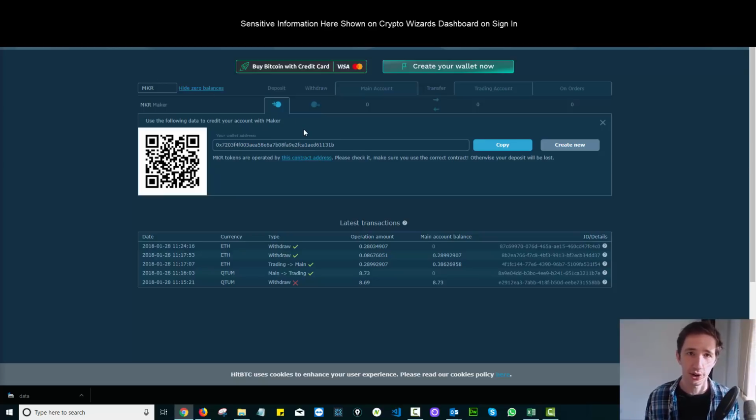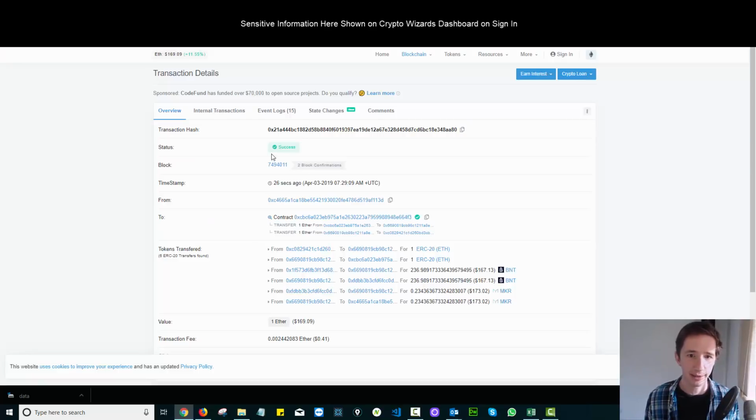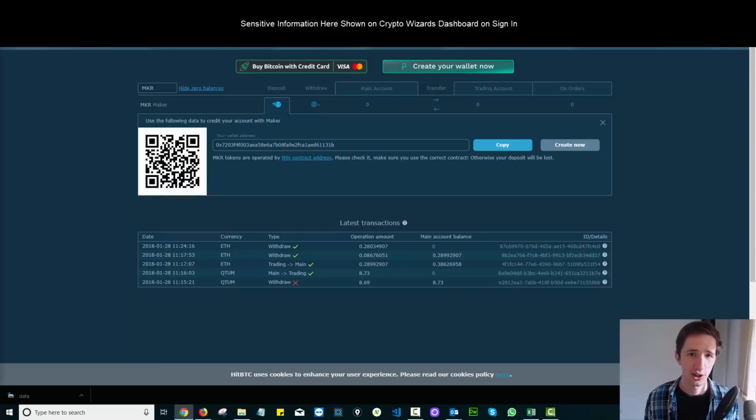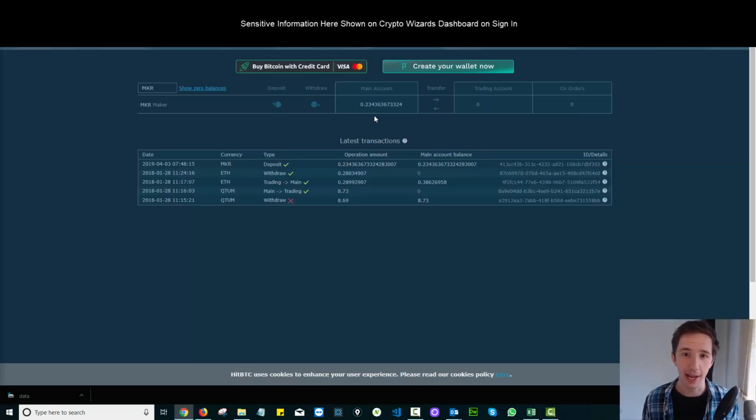The transfer is now going through. We can see that on Etherscan. Success. It says it's gone through. I'm going to refresh this page. It probably won't show yet, but let me just hit refresh. Okay, so I've just refreshed the page and we can see 0.23436, etc. Maker here. Now I just need to transfer this into the exchange.